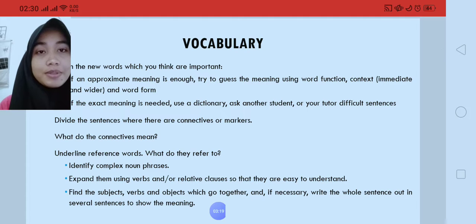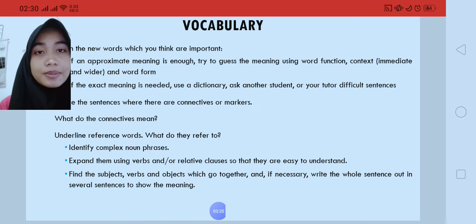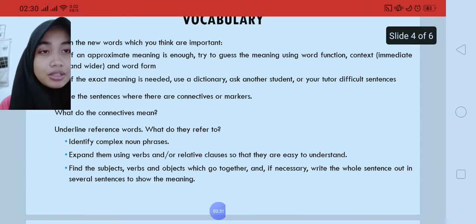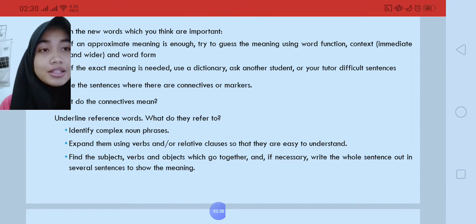Divide the sentences where there are connectives or markers. What do the connectives mean? Underline reference words. What do they refer to? Identify complex noun phrases. Expand them using verbs and or relative clauses so that they are easy to understand. Find the subject, verb, and object which go together, and if necessary, write the whole sentence out in several sentences to show the meaning.